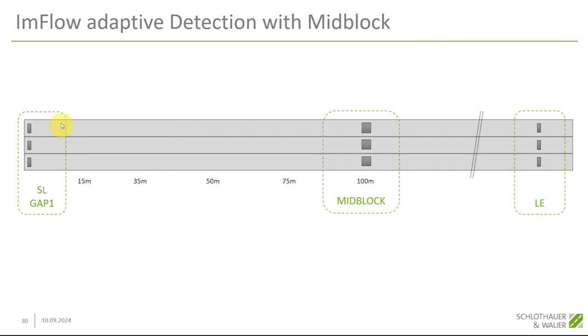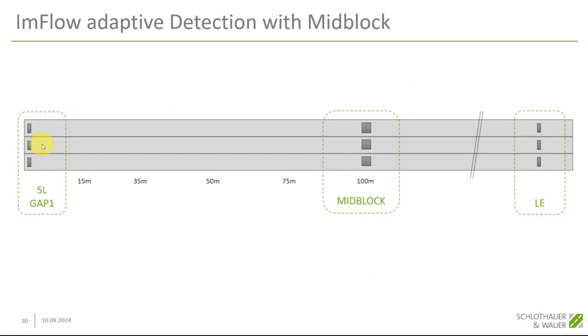Then we have, I would say, the optimal configuration in which ImFlow can operate, meaning that we have stop line detectors to make sure that we also count the number of vehicles at the stop line in the moment that they are leaving the link. Then we have these mid-block detectors somewhere at the 100-meter mark. These are really just to measure the current flow inside the road link, and we have link entry detectors where we count what is going into the road link.